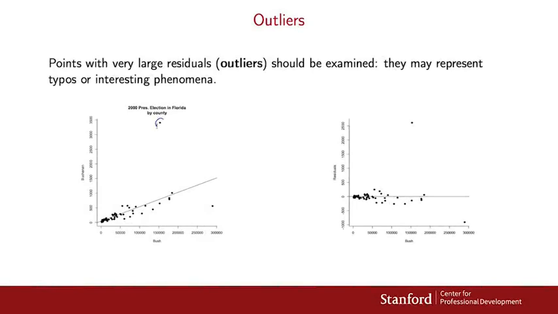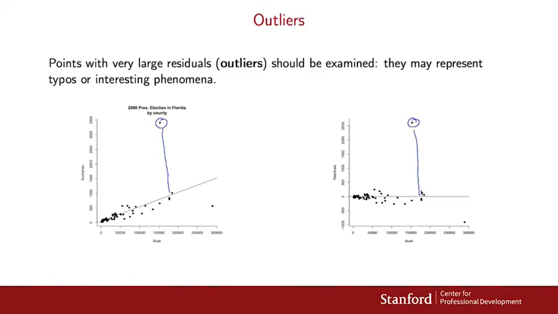Palm Beach County is this one observation all the way up there. It's called an outlier because its y-value is very far away from the regression line. This is very clear by looking at the residual plot on the right-hand side. Again, we see Palm Beach County being very far above the horizontal line. Such outliers should be examined because they could represent an interesting phenomenon. They could also simply represent a typo, in which case you may simply decide to remove it. This is another application of the residual plot because it makes it easy to spot those outliers.